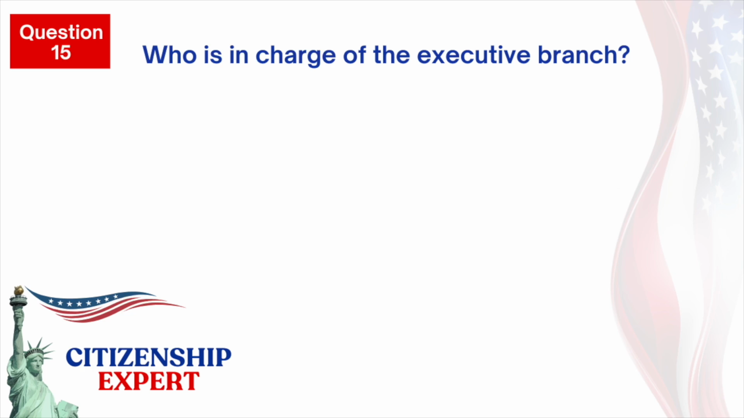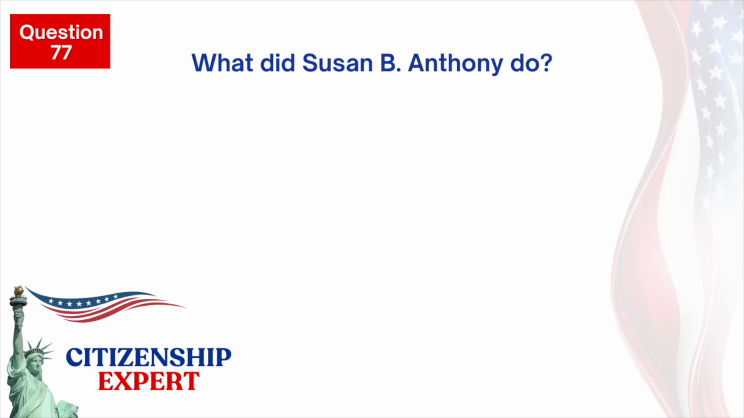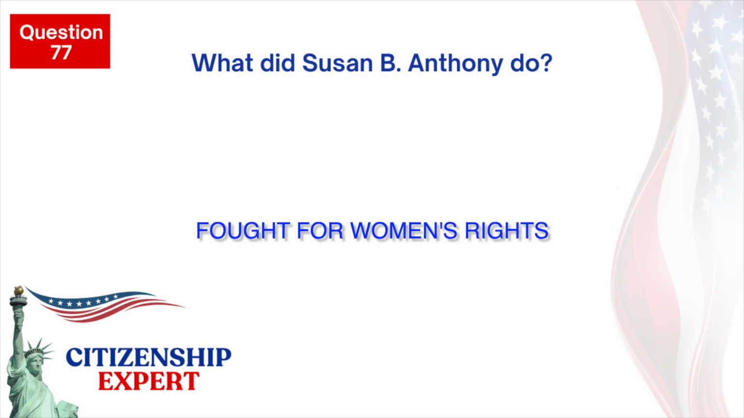Who is in charge of the executive branch? The president. What stops one branch of government from becoming too powerful? Checks and balances. What did Susan B. Anthony do? Fought for women's rights.